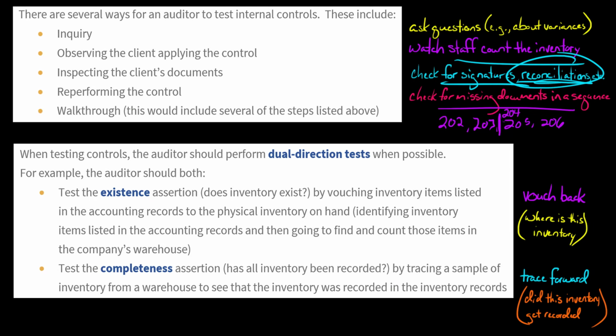Now, in general, this is just talking about tests of internal controls in general, not specific to inventory. Ideally, the auditor, whenever possible, would do dual direction tests. When we talk about testing in both directions, here's an example.